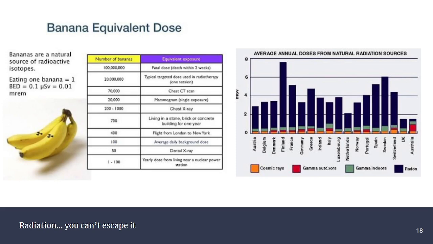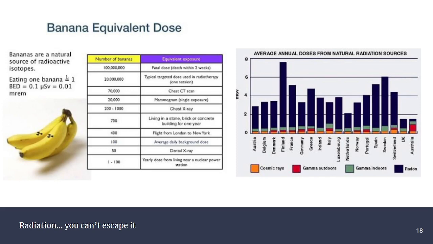So over here we have millisieverts per year. I know the graphs are kind of hard to read, and I apologize. I couldn't find any higher quality. If you live in a place like Finland compared to a place like the UK, it's a pretty drastic difference. Over 3 times the amount of radiation that you're going to be getting just by living somewhere else. So you're always going to be getting radiation. Nothing you can do about it.